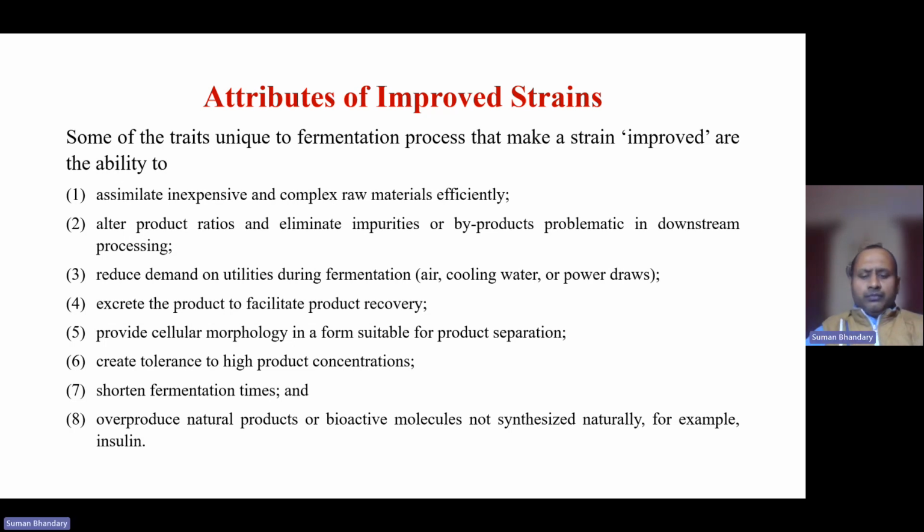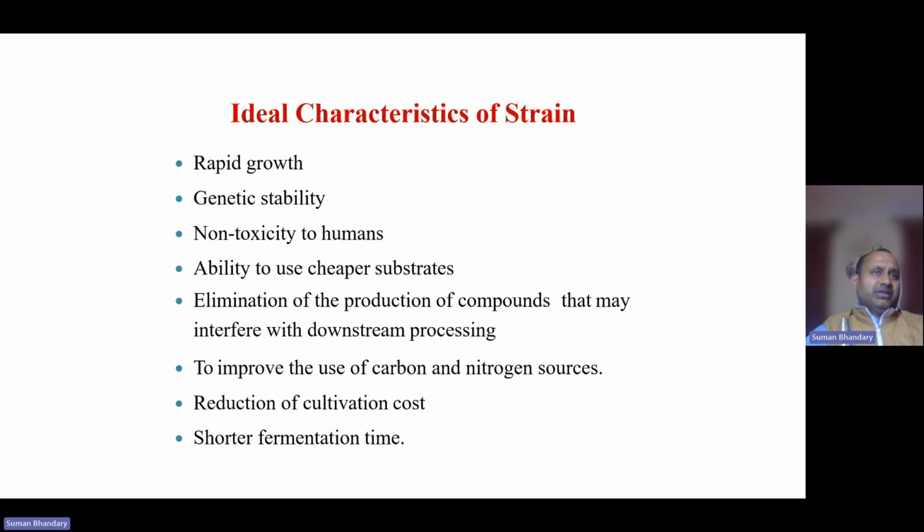So, what type of strain we consider as an ideal strain, or what should be the ideal characteristics of a strain? The first thing is genetic stability. Second, rapid growth. Means efficient production of target product. And the route of biosynthesis of this target product should preferably be well characterized.